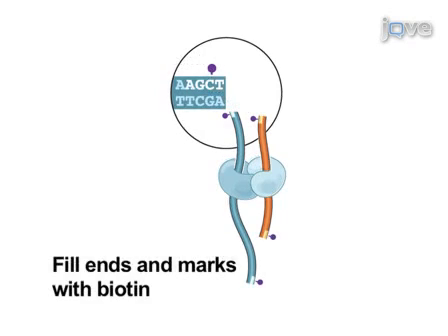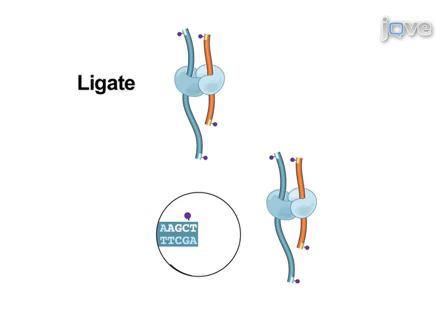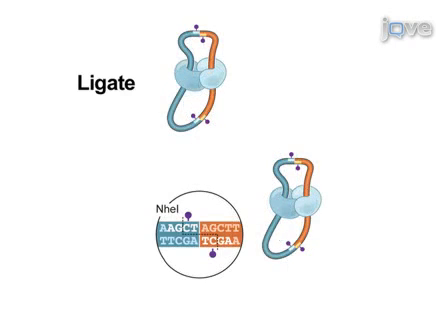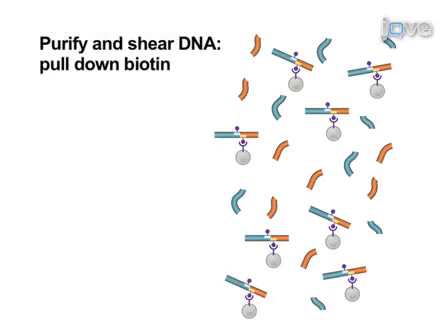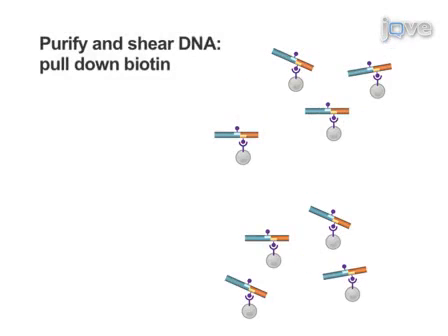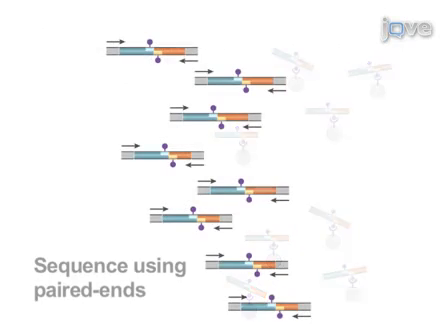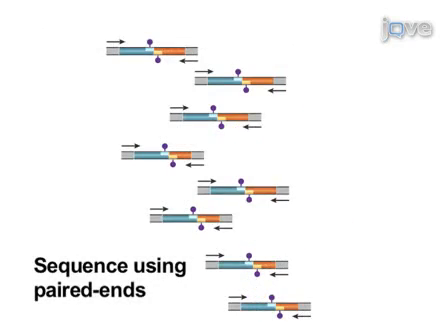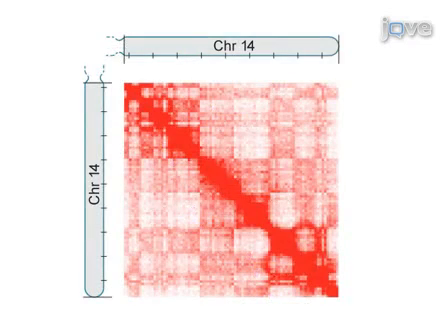Next, a biotin-labeled residue is incorporated as the 5' overhangs are filled in. Blunt-end ligation is performed under dilute conditions that favour ligation events between cross-linked DNA fragments. The library is sheared, and the junctions are pulled down with streptavidin beads. The purified junctions can subsequently be analysed using a high-throughput sequencer, resulting in a catalogue of interacting fragments.